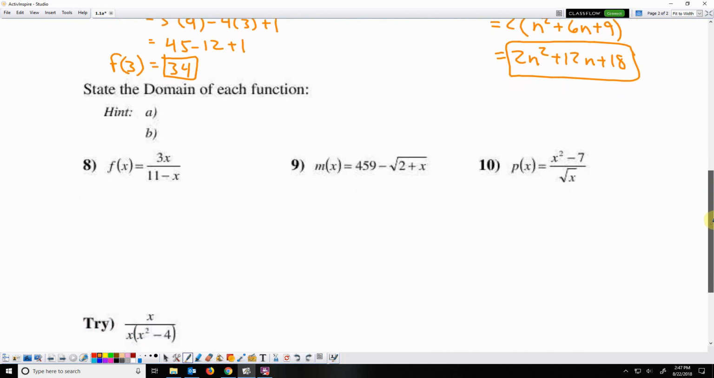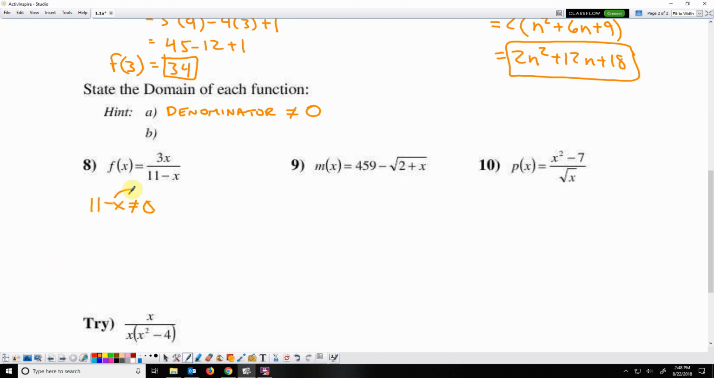Now we are going to find the domain of a function from an equation written in function notation. So there's 2 hints. The first hint is that a denominator can never, ever, ever equal 0. So what we need to look for is whether or not there's a variable in a denominator. In number 8, there is a variable in a denominator. So we need to say that that denominator, 11 minus x, cannot equal 0.